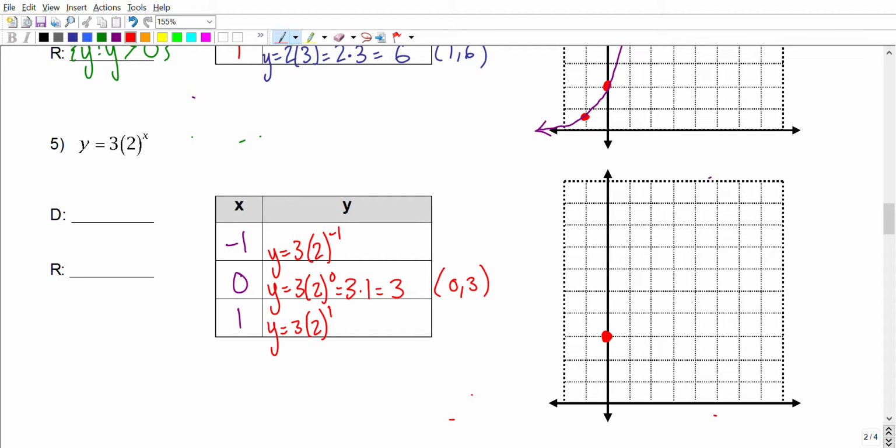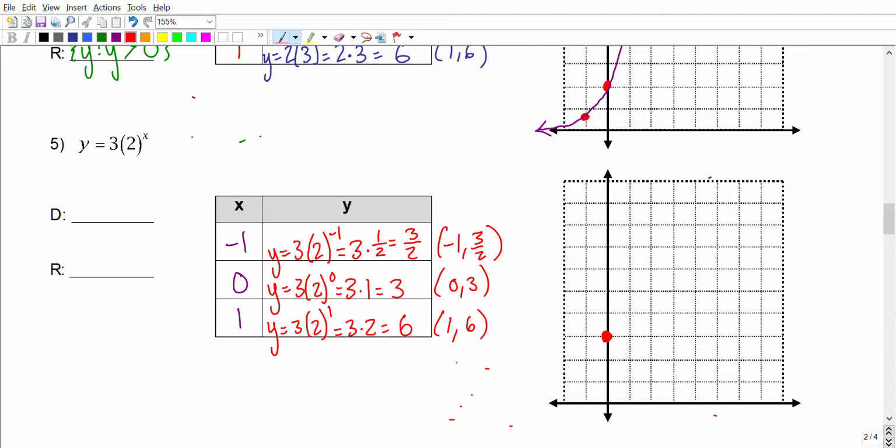0, comma 3. Let's look at this positive exponent here. So this is 3 times 2 to the 1. 2 to the 1 is just 2. So this is 3 times 2, or 6. So my ordered pair here is 1, comma 6. And finally, last one, here we have 3 times 2 to the negative 1. Well, 2 to the negative 1 is 1 over 2, or 1 half. And that is just going to be 3 halves. So my final ordered pair here is negative 1, comma 3 halves.